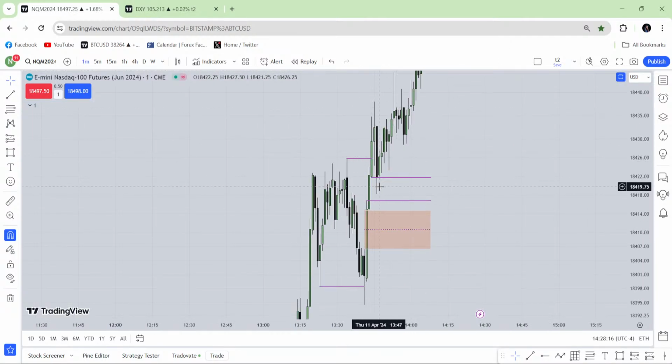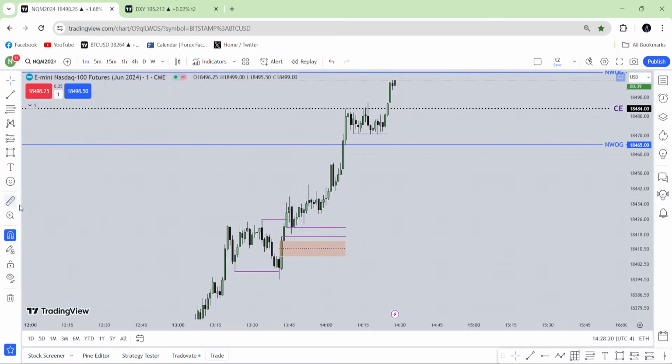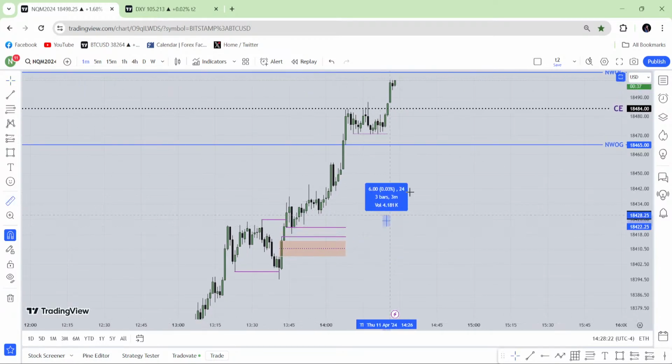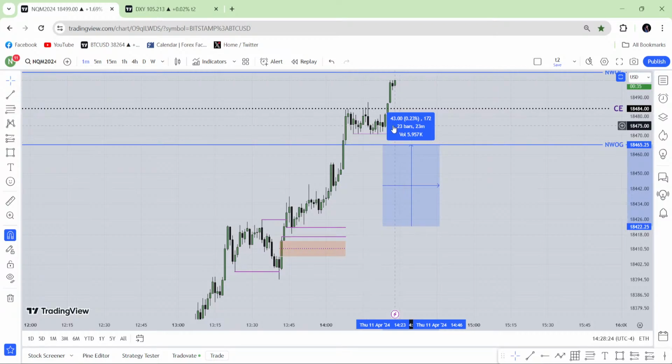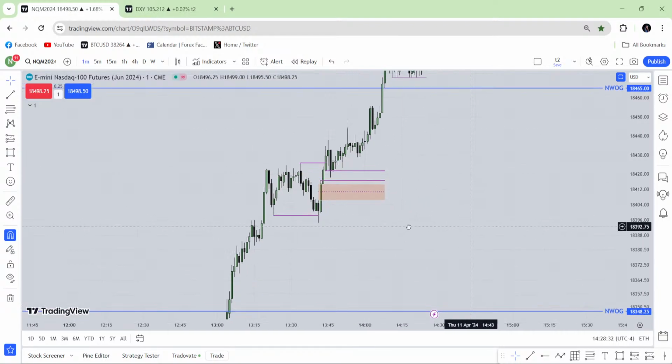There was the perfect entry from today. If you would take that entry, maybe you will get from here to here. So 43 handle, you will be able to take that 43 handle. Why am I telling you this here?